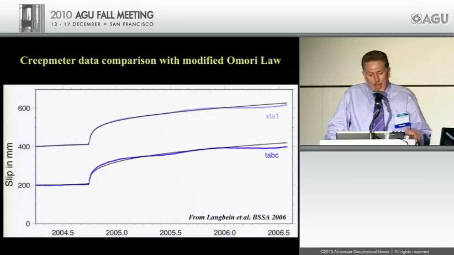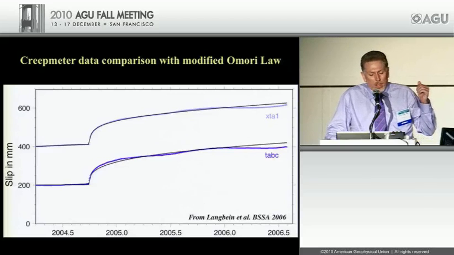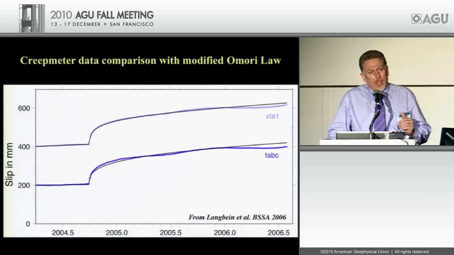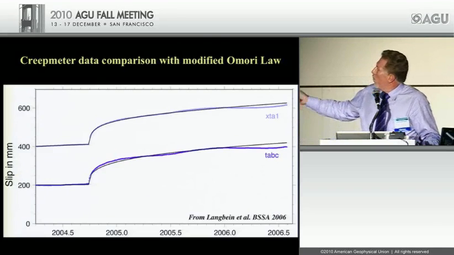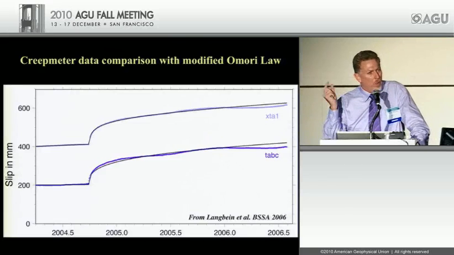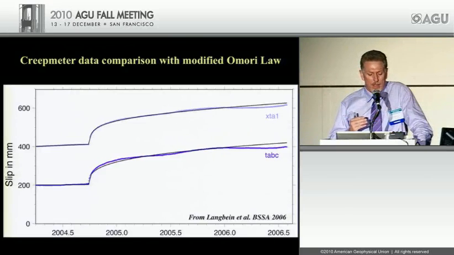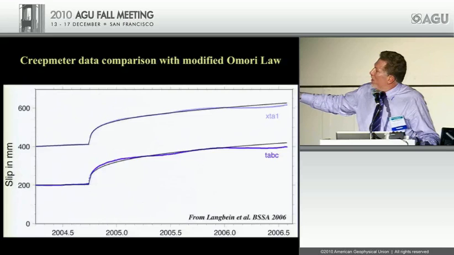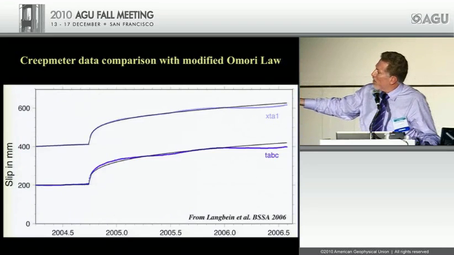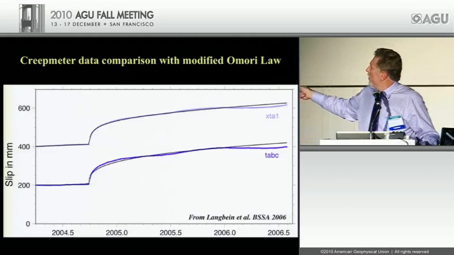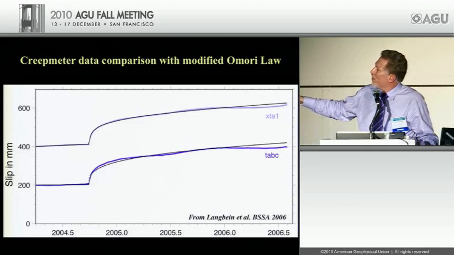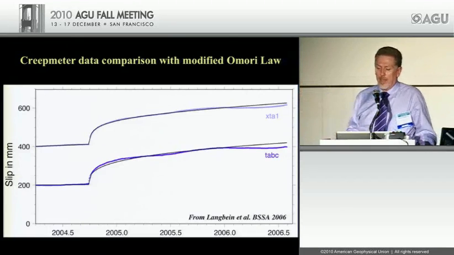Omori's law is a way of trying to look at how the expected slip rate decays following an earthquake. You have rate inversely proportional to time. And John Langbein has the two creep meters that run across the San Andreas Fault right at Carr Hill. In fact, we've got some of the data coming out from it. The black line represents the typical decay that we'd expect, and the blue line represents the data. XTA is a deeper creep meter. TBC is a shallower one. And you can see there are some deviations within this.